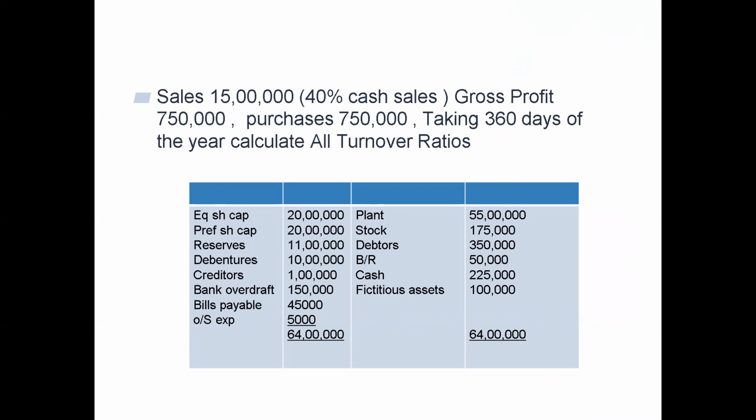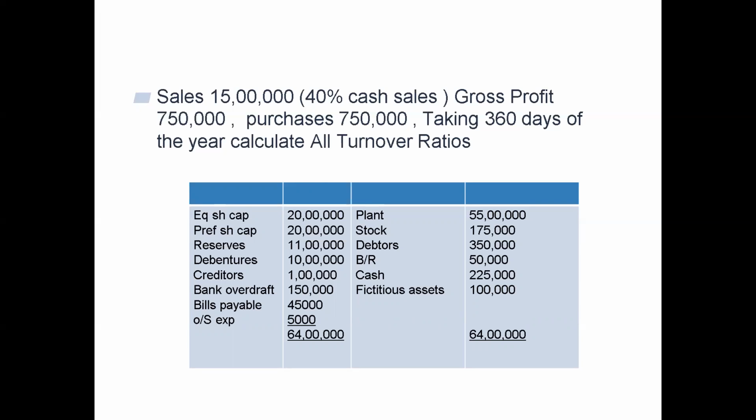Now an example is given. Sales of a company is given as 15 lakh. Out of 15 lakh, 40% is cash sales. That means 60% is credit sales. Gross profit is given as 7,50,000 rupees. Purchases are 7,50,000 rupees. And in the question, it is mentioned that you have to take 360 days in a year. In the absence of such information, we have to take 365 days in a year. So on the basis of this information, we have to calculate all the turnover ratios.